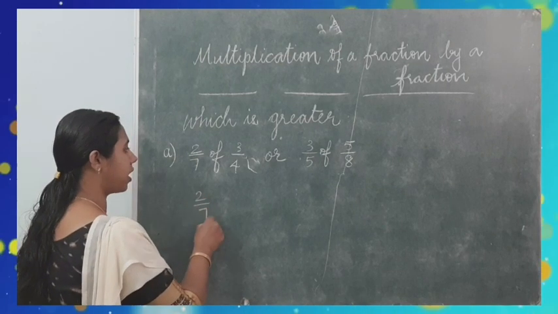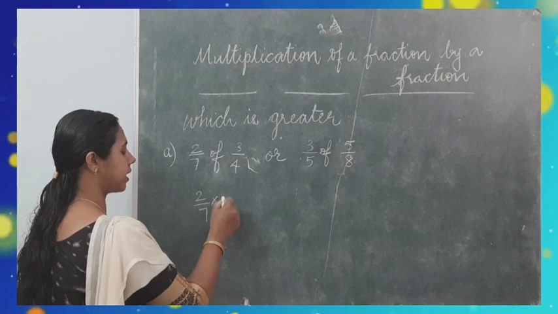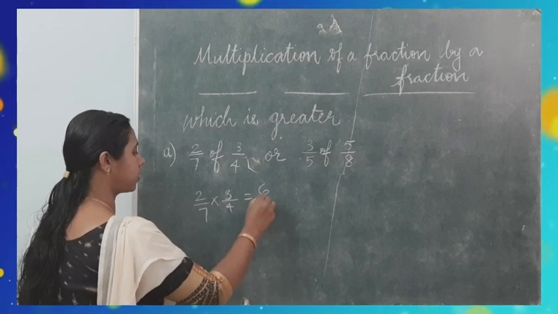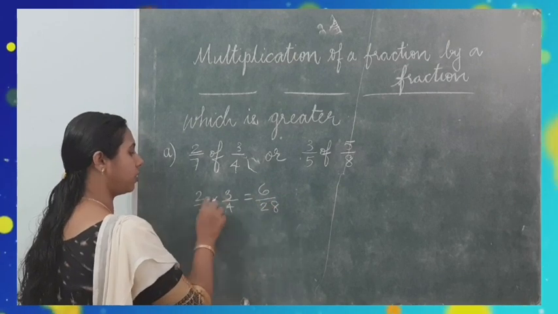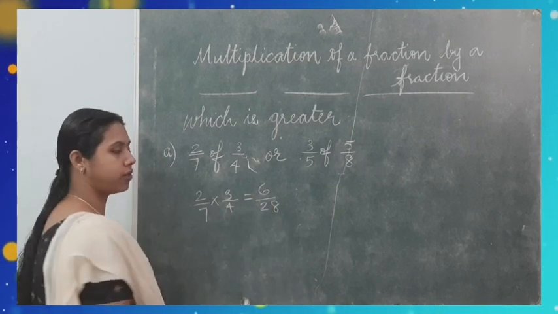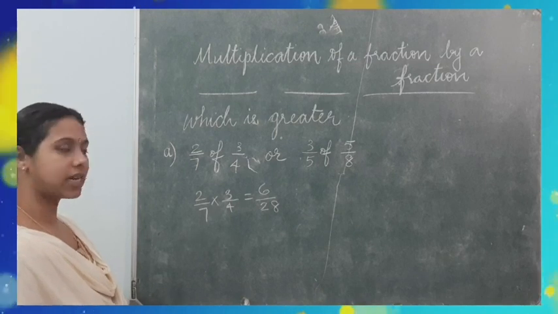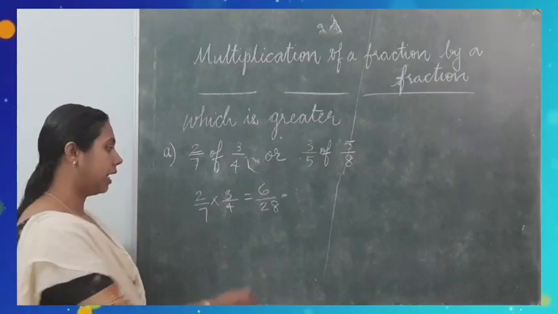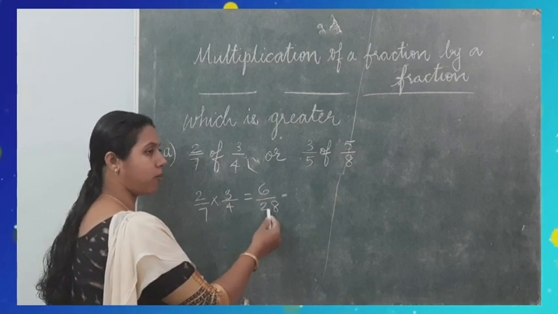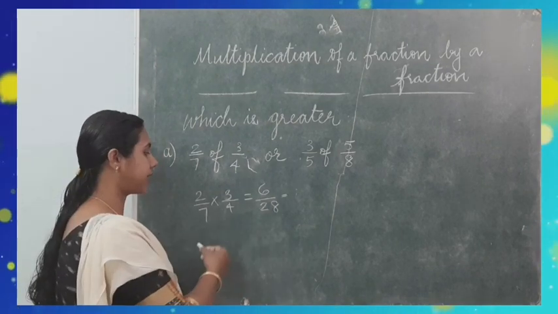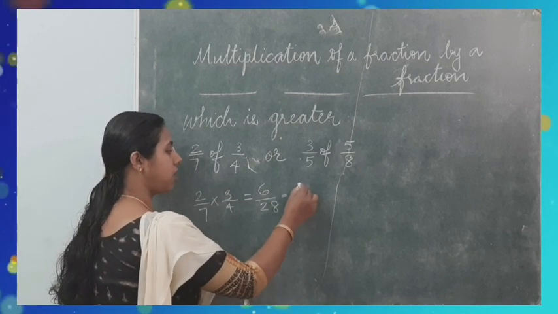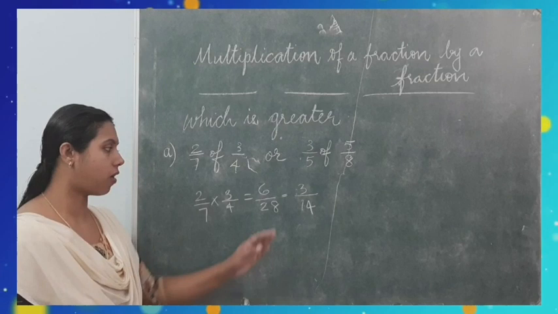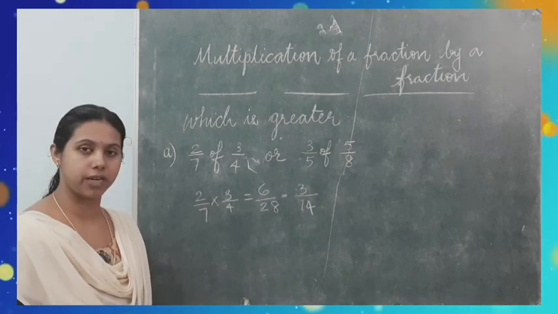2 by 7 of 3 by 4, that is 2 by 7 into 3 by 4, which is equal to 6 by 28. 2 3s are 6, 7 4s are 28. Is there any common factor? 2 is the common factor in 6 and 28. So, when you cancel the 2, you will get 3 2s are 6, 14 2s are 28. So, the lowest form is 3 by 14.